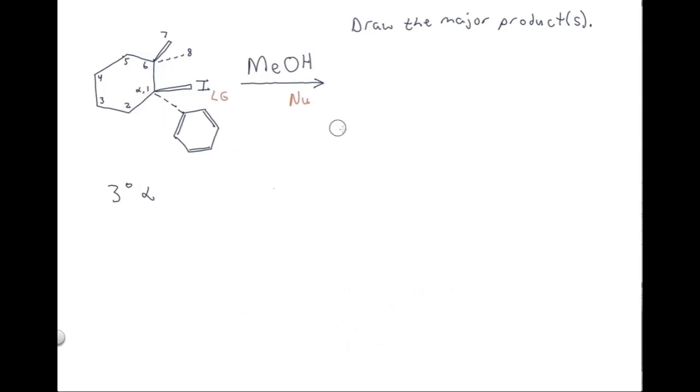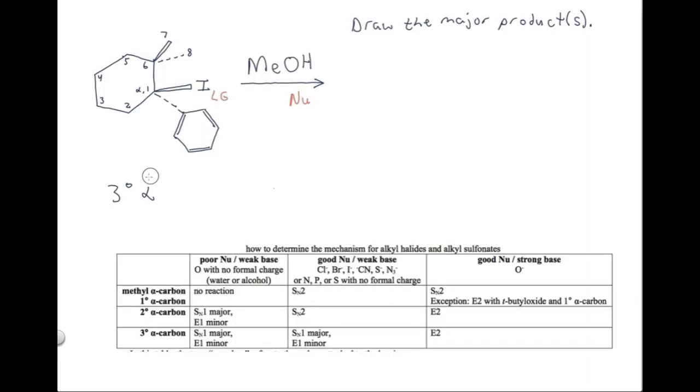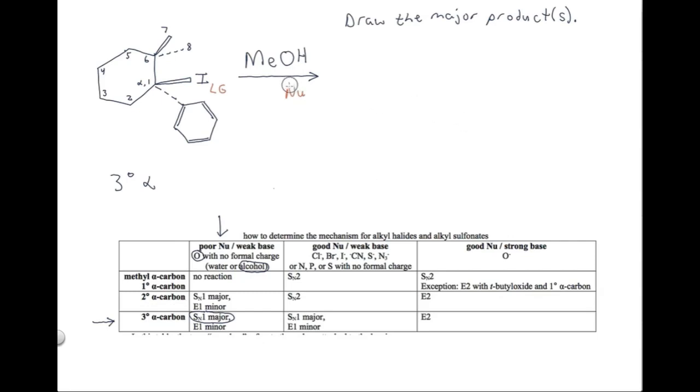Now we can use our table to determine the mechanism. A tertiary alpha carbon puts us in the bottom row of the table. Neutral oxygen in an alcohol means that we're in the left-hand column of the table. And that means that the major mechanism will be SN1. There will be E1 minor, but they're asking for the major product, so we'll just draw the SN1. Make sure you write down the name of the mechanism, SN1. Now we can write down what type of step we're going to do first.